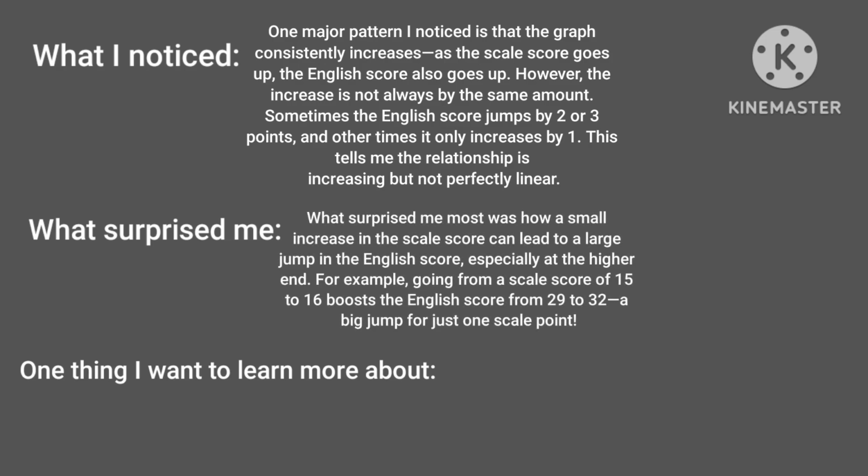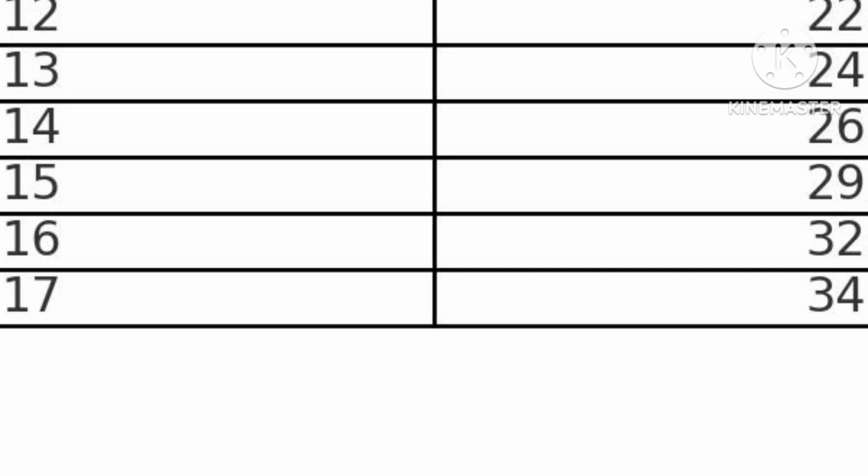What surprised me the most was how a small increase in the scale score can lead to a large jump in the English score, especially at the higher end. For example, going from a scale score of 15 to 16 boosts the English score from 29 to 32. A big jump for just one scale score.